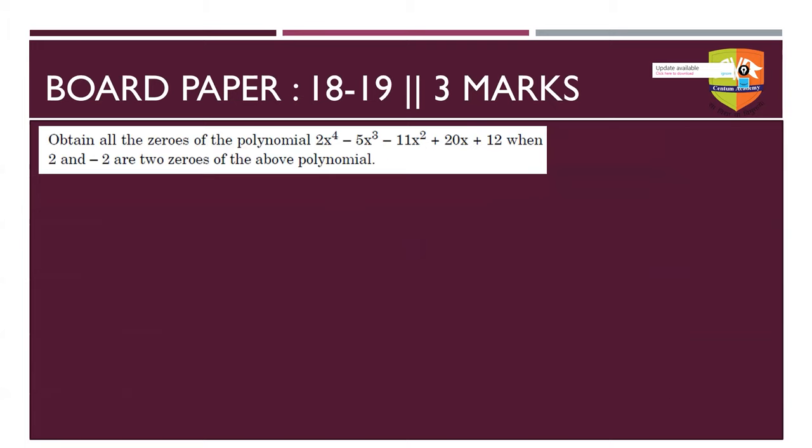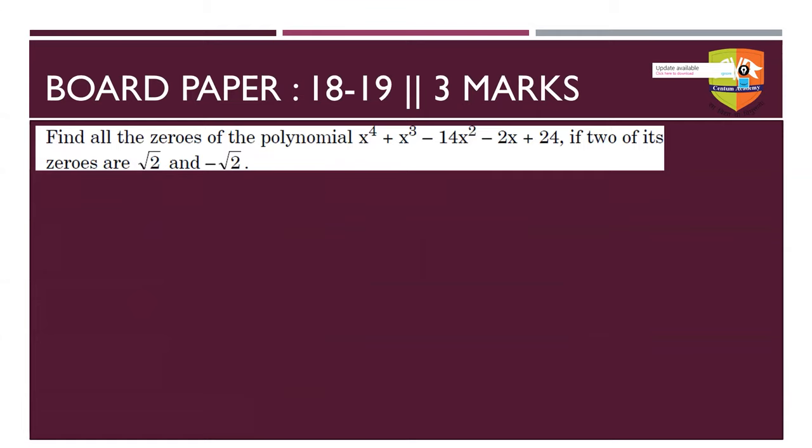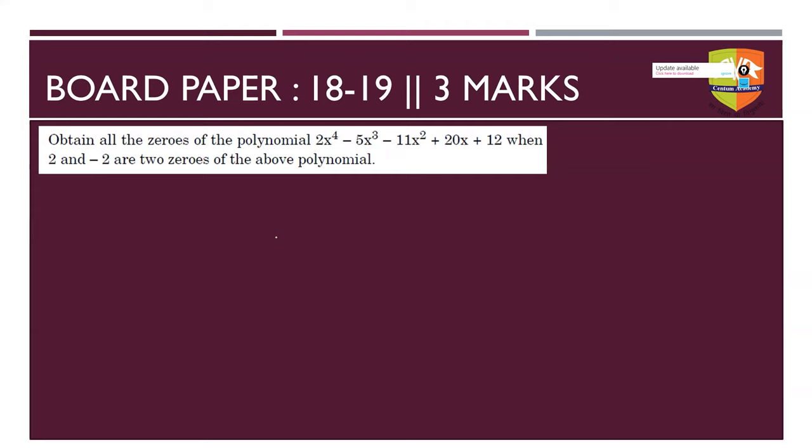Fair enough. So mostly again, two questions are left. This is again similar, so no need to do it once again. Same on the same lines, obtain all the zeros of this. When 2 and minus 2 are two zeros, you know what to do. Again, either you equate the coefficients or you divide.